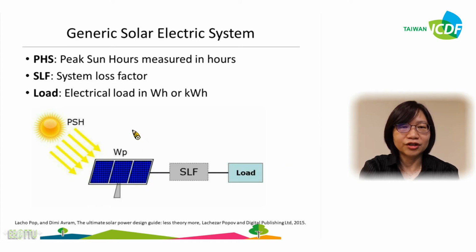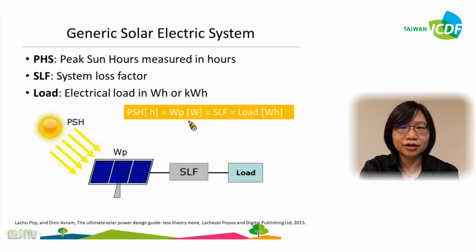So having this information, then we are ready to calculate the size of the array. First of all, we can come up with this equation. We can say that the load, actually that's the demand, is equal to the peak sun hours multiplied by the peak or the maximum output power of the solar array and multiplied by the loss factor. So using this equation, we can determine the maximum output power needed to generate from the solar panel. The equation is: power equals load divided by the system loss factor times peak sun hours.